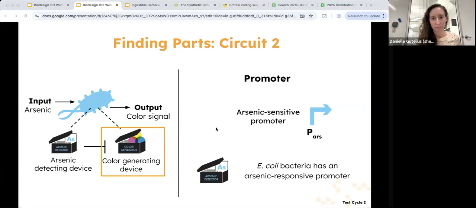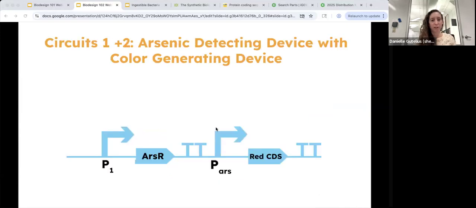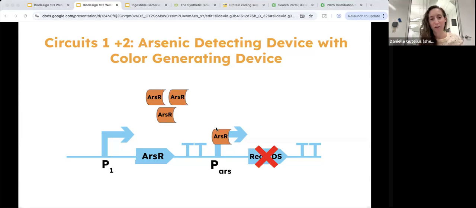So we're going to put all of this together into a genetic circuit here. Before we map out our final professional looking one, we're going to walk through and make sure this would function the way we want it to. Circuit 1, we've got our constitutive promoter. It's always transcribing and pumping out our ArsR repressor protein. That protein recognizes and binds to the ArsR promoter. Great, that turns off our red color generator.